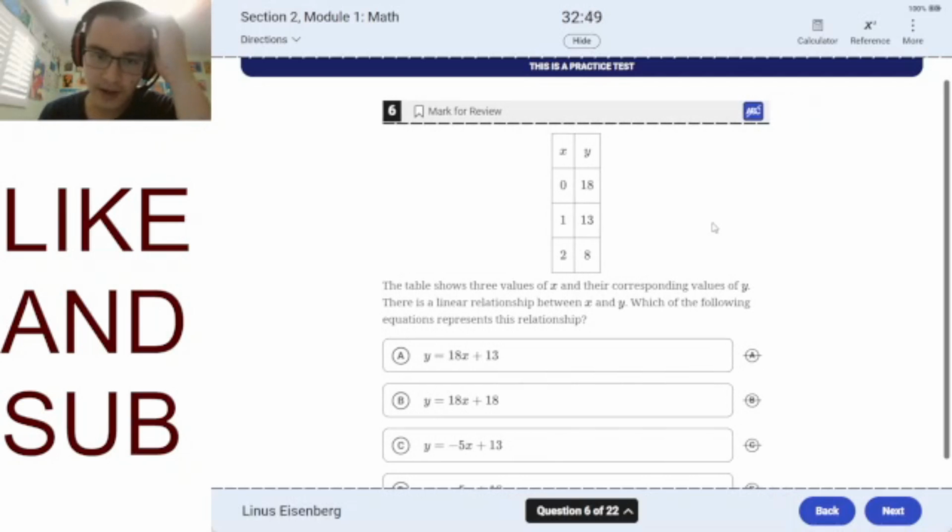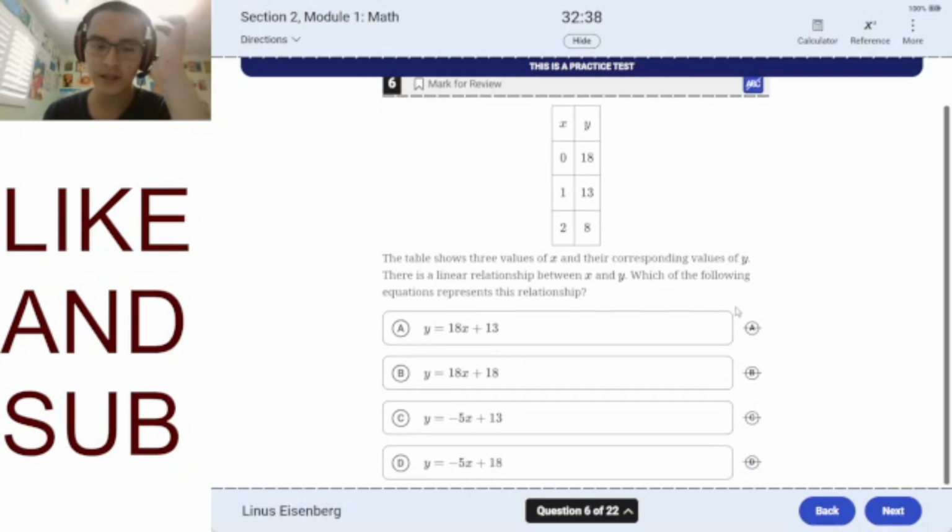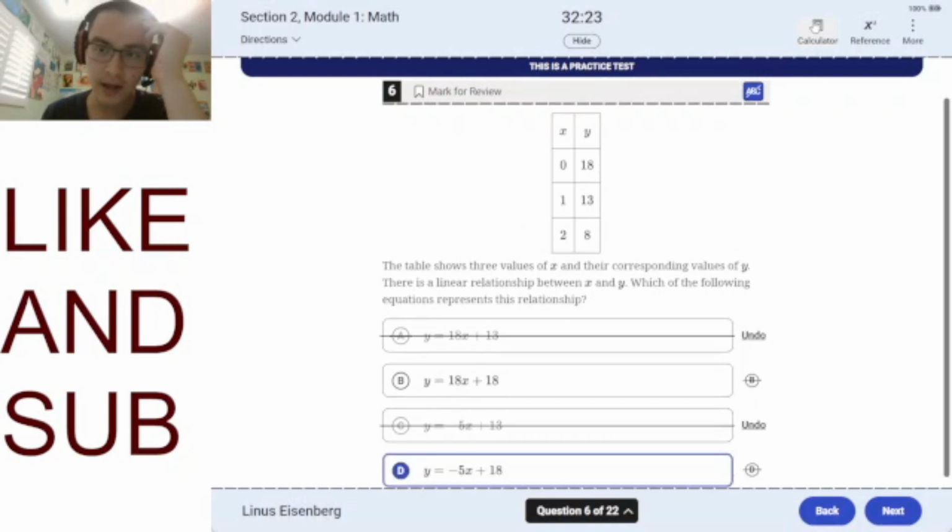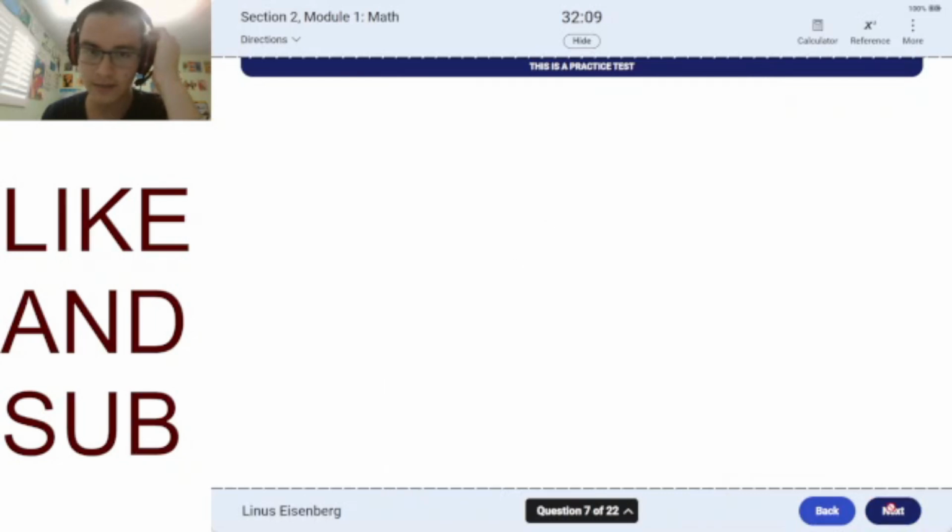Okay, so the table shows three values for x and the corresponding values for y. There's a linear relationship. Yada yada yada. Okay, so we want to find ourselves if it's linear. First, we want to know what's the y-intercept, and it gives us it. x is 0, y is 18. So we know that we can cross out everything that doesn't have a plus 18. Then we want to ask, what's the relationship between x and y? And it looks like every time x gets bigger, y gets smaller by 5. So y is negative 5x. And sure enough, just to show you guys that it works, if we plug in x equals 2 to this, we get y equals negative 5 times 2, which is negative 10, plus 18, which is 8, which sure enough is y sub 2. So we can clearly see that number 6 is D. Okay, on to the next.